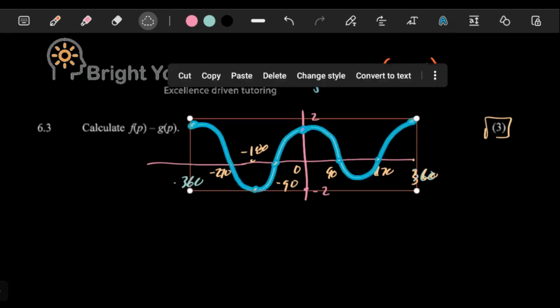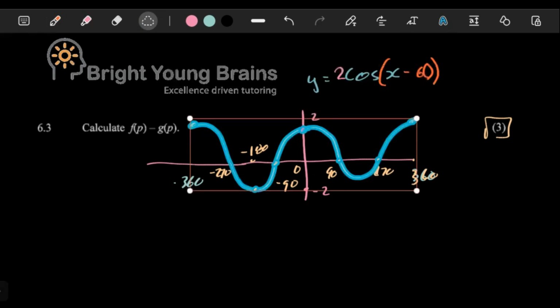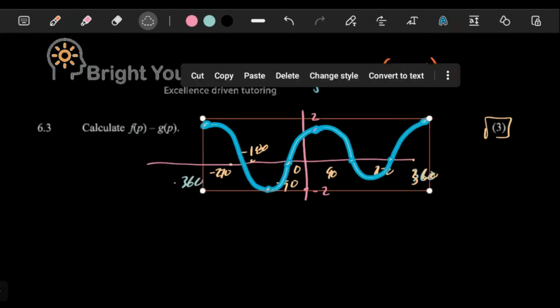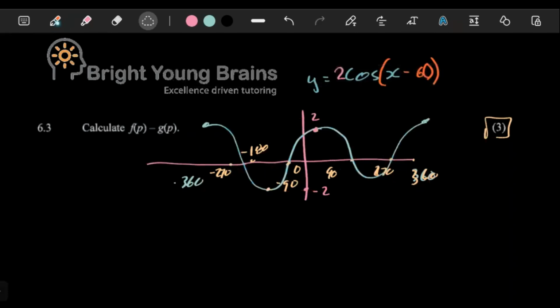So what we need to do is, this graph was moved 60 degrees to the right. So let's just touch here. If we move it 60 to the right, then you need to think logically now. You see, it was at 90, now 60 to the right, this would be 150. It was at 270, right? 60 to the right would be at 330.